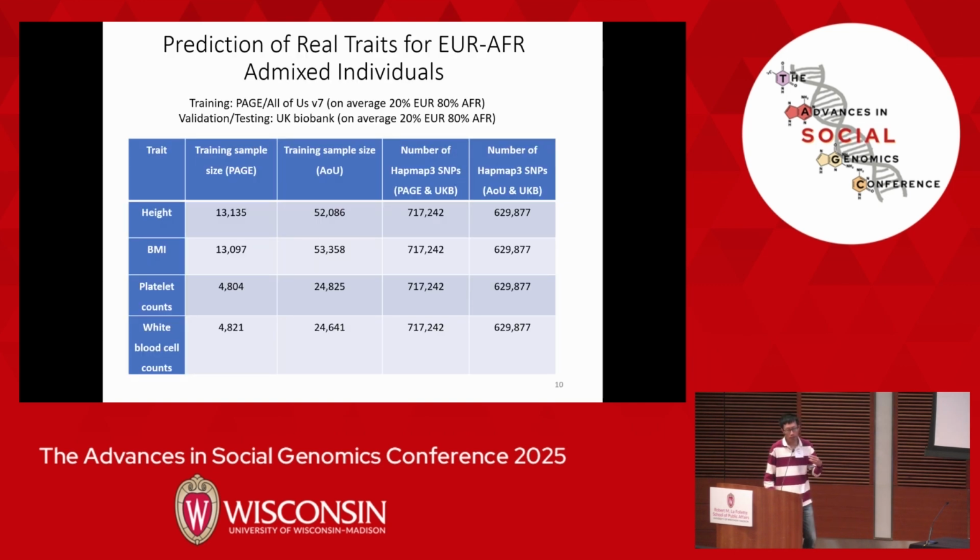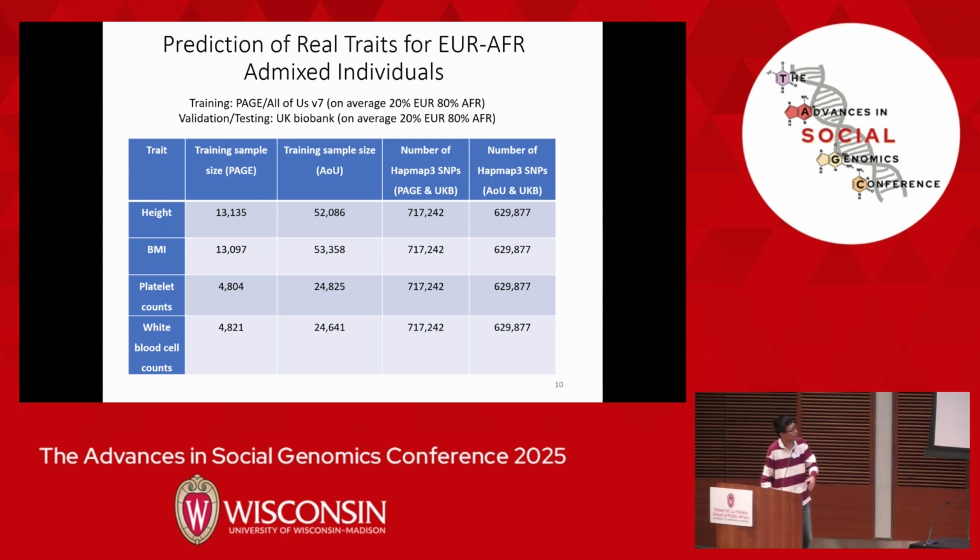And we basically first train our model using 2 data sets. The first is PAGE. That's where we developed the methods, and when All of Us version 7 came out, we also switched to All of Us. Based on these training data sets, the average global proportions of the European and African mixture is like 80% African and 20% European. And for the testing data set, we're using UK Biobank to select those individuals, again, with 80% African and 20% European.